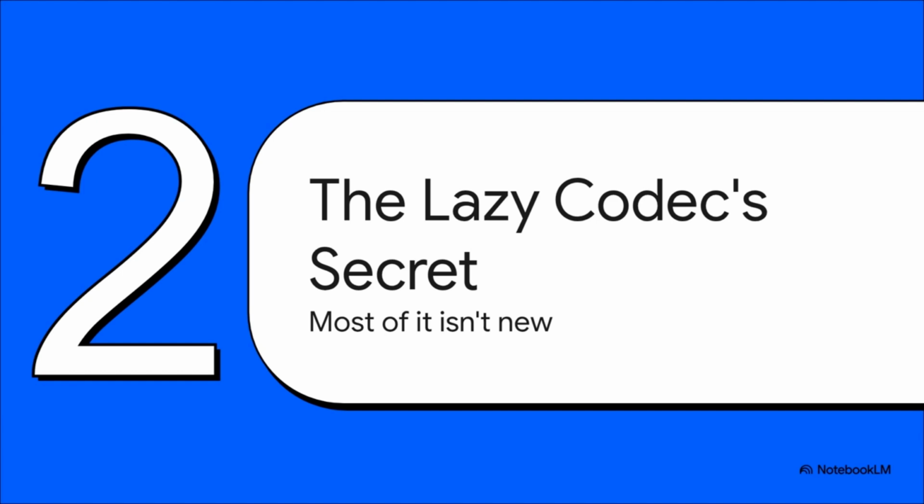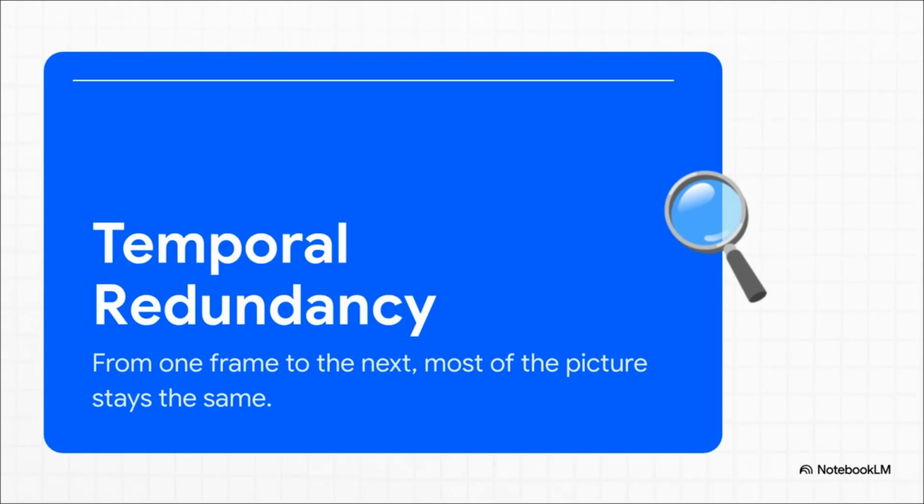The entire solution is built on a ridiculously simple observation about video. Most of what you're seeing from one moment to the next isn't actually new information. Now, the super technical term for this is temporal redundancy. But really, that's just a fancy way of saying that from one frame to the next, a massive chunk of the picture stays exactly the same. Time is moving forward, but the image itself barely budges.